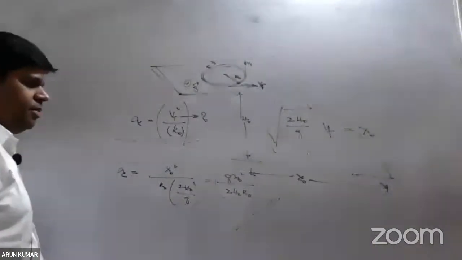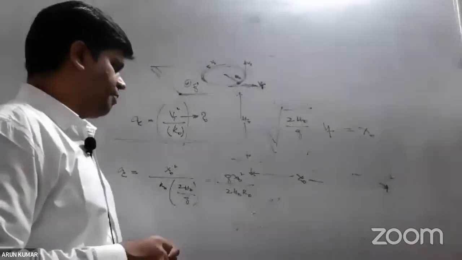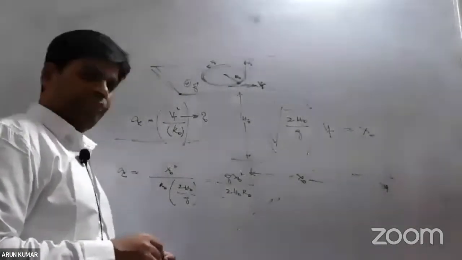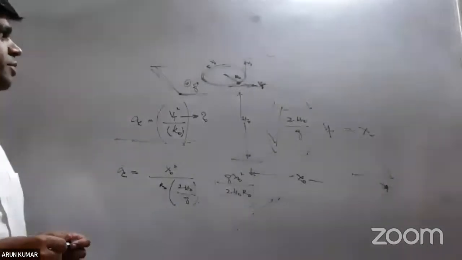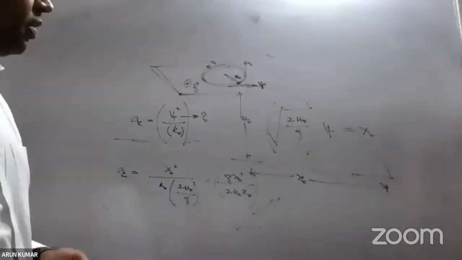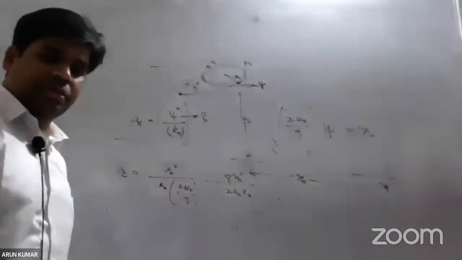Check if this is correct. I'm not sure. Check if that is correct. Yes, sir, it is correct. Gx naught square by 2h naught r naught. Yes, sir. All right. Correct. All right. Now, I have to find the tension in the string.